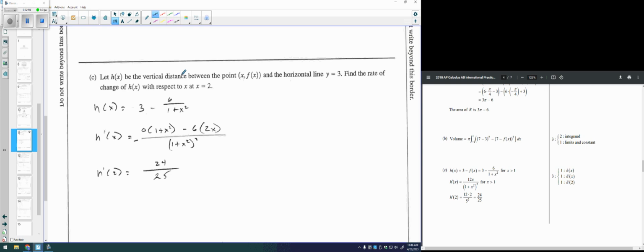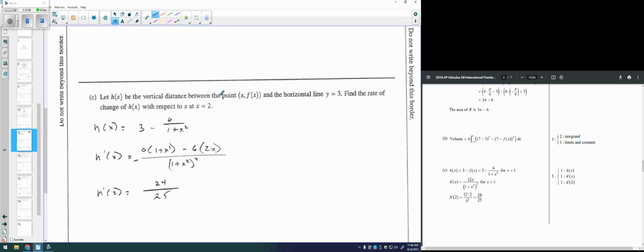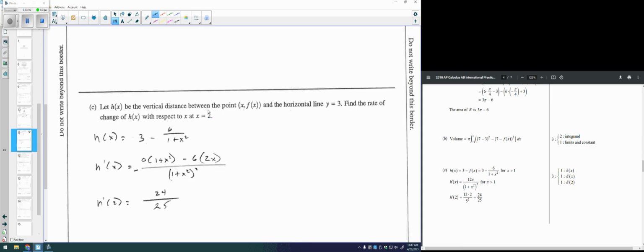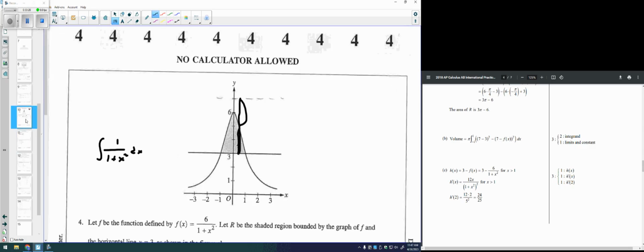Let h be the vertical distance between the point x, f of x, and the horizontal line y equals 3. Find the rate of change of h with respect to x at x equals 2. Okay, all right, this one's tricky. Not hard, but tricky. We now are going at x equals 2.